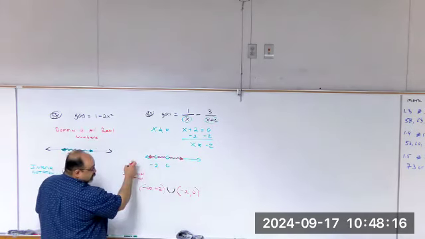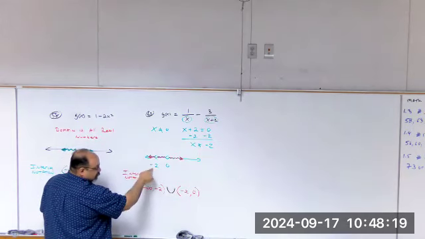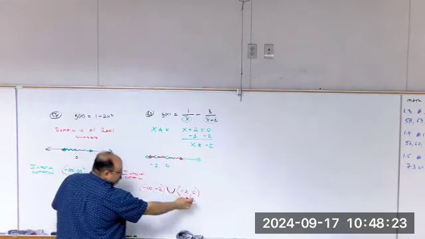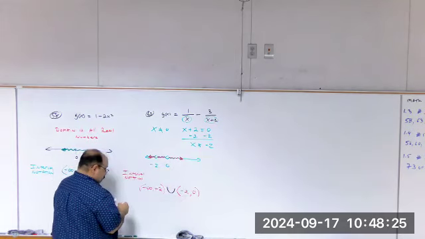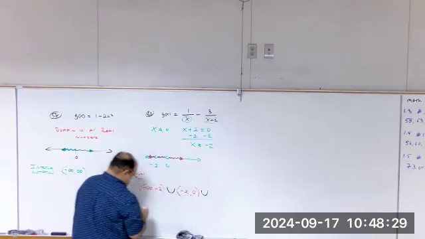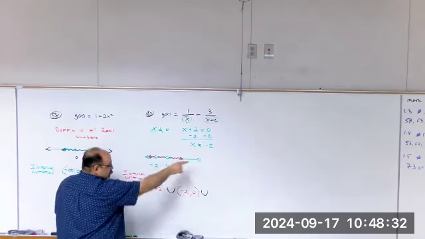Parentheses. So everything from negative infinity up to negative 2, but not equal to negative 2. Everything between negative 2 and 0, but not equal to negative 2 or 0. Joined together with everything from 0 to infinity.